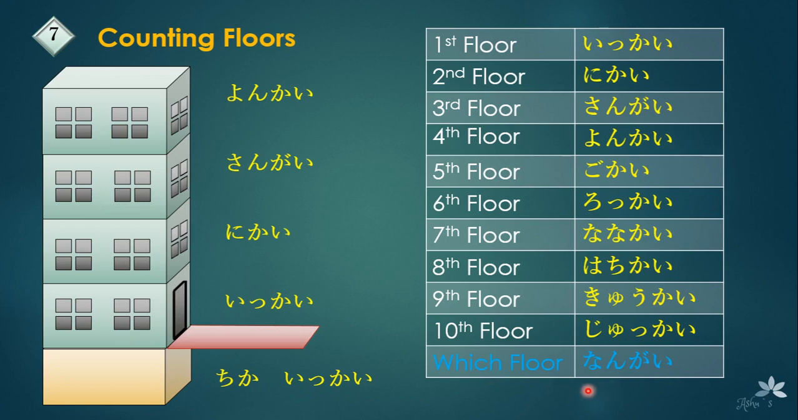You will use the word nangai. Remember friends, it's not nankai, it is nangai. So start counting the floors in Japanese properly. The ground floor is not there, so it starts from first floor. Remember this friends.